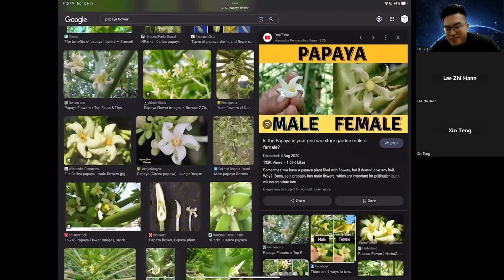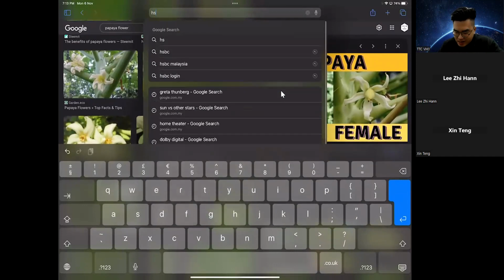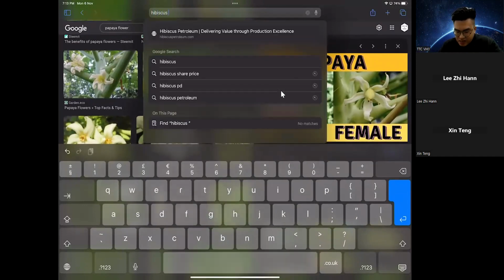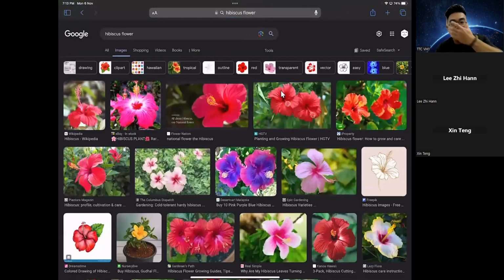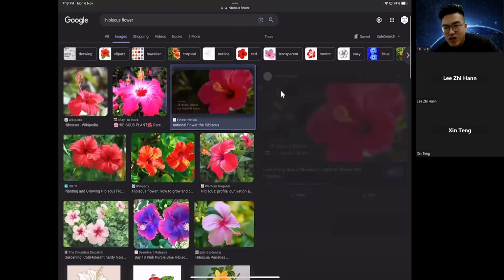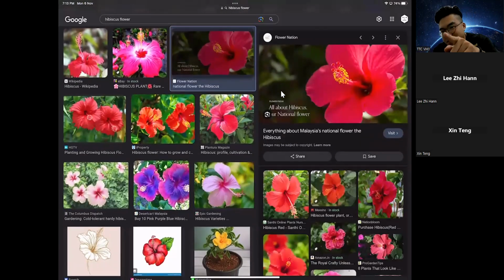So you see, papaya is like this. Okay, but for hibiscus, right? You know hibiscus? Da Hong Hoa, our national flower. This one is male plus female. Can you see the red part? The red part is the female. The middle one, the middle stick. The yellow part is the male. So you have the female and the male together in the same flower. So this is bisexual flower, 双性花。你们 OK 吗? Are you guys okay?